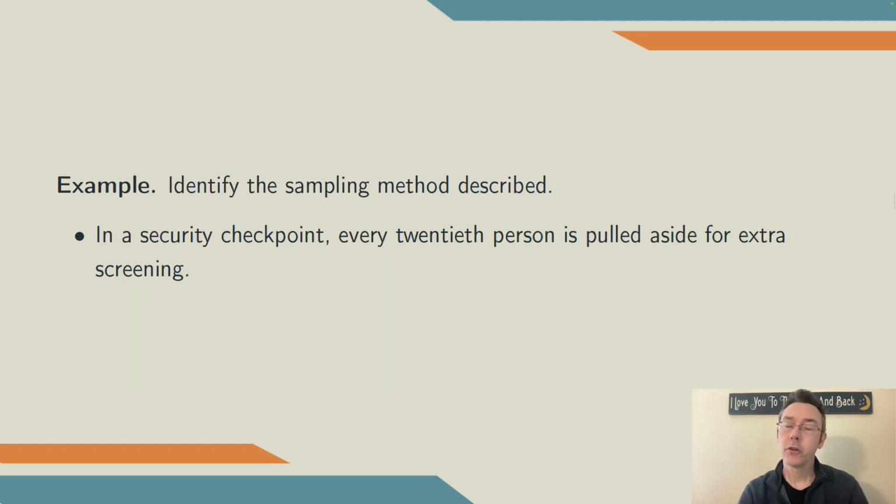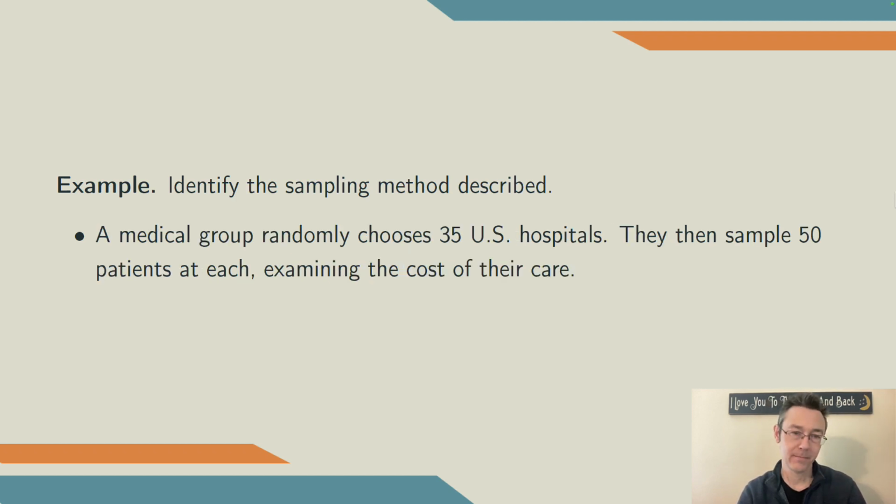Next, in a security checkpoint, every 20th person is pulled aside for extra screening. So this is a classic example of a systematic sample. It's not random, but there's not any reason to think the 20th person would be any different from the 19th or 21st. So it has much the same effect from the sampling perspective.